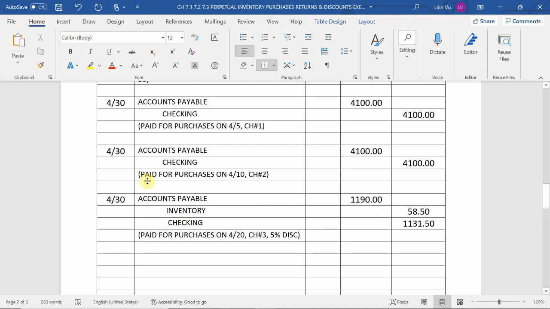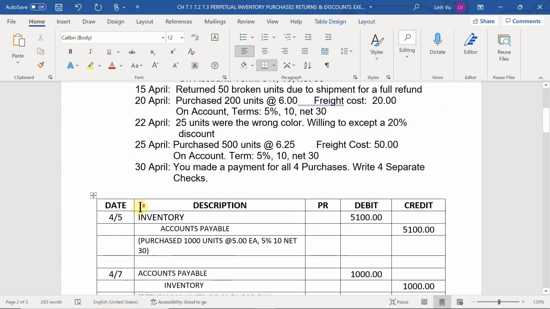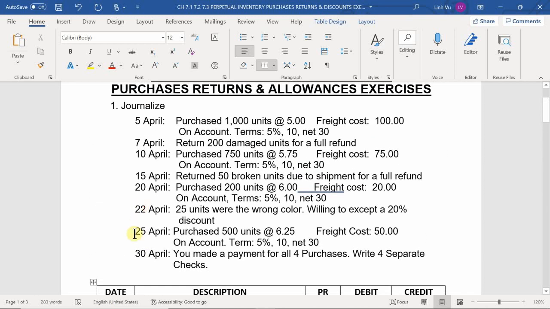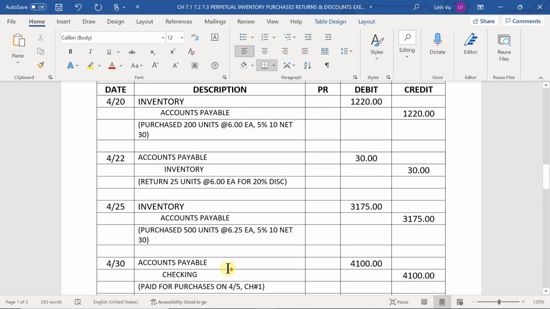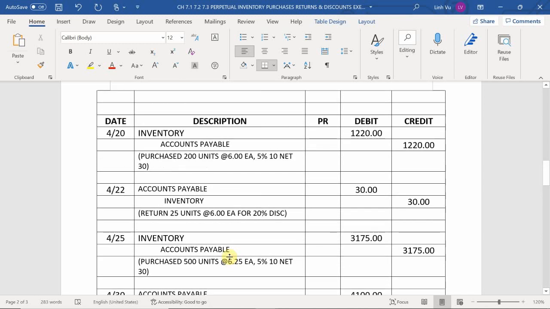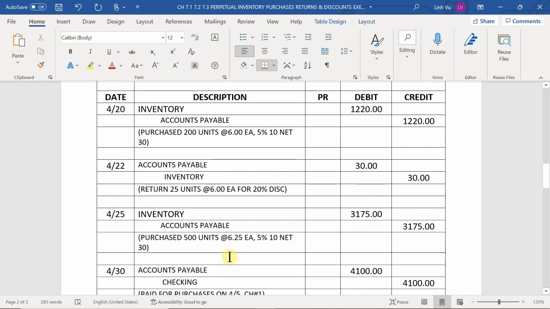All right, last but not least, the last inventory that we have to pay for is on the 25th. We purchased 500 units at $6.25 each, with the freight costing $50 on an account. Terms were 5%, 10, net 30. Obviously we made the discount, so now we need to figure out what the 5% discount is. In this case, no returns or allowances. So let's take a look at how much we owe for April 25th.